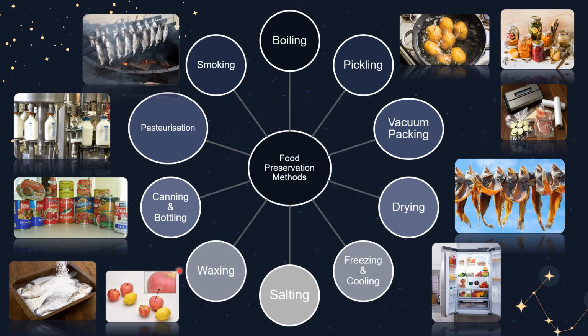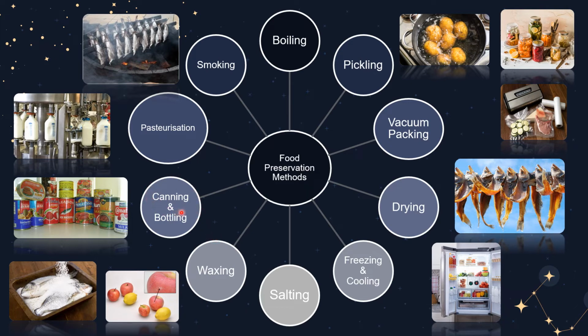The apples that we buy, like the Fuji apple, have the waxing method. So why are they doing this? To prevent the growth of microorganisms on their surface. And eventually when you wax it, you can also retain the freshness of the food.